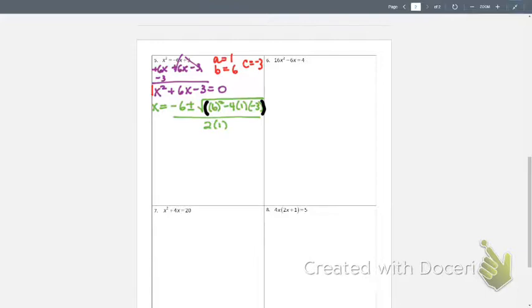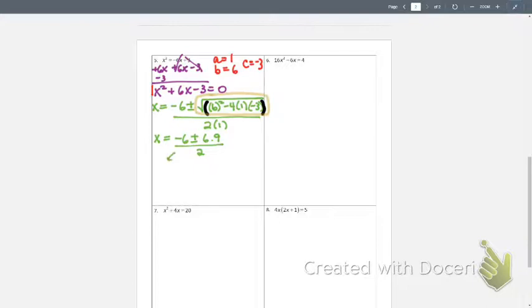So again, I want you guys to type into your calculator what you see here first. So you're going to type that in. You get negative 6 plus or minus. And on this particular problem, when you do that, you should get 6.9 divided by 2. So type in everything that you see in that rectangle exactly like you see it in the rectangle.